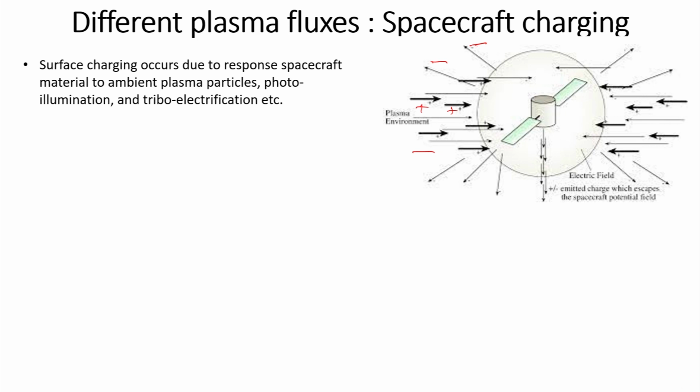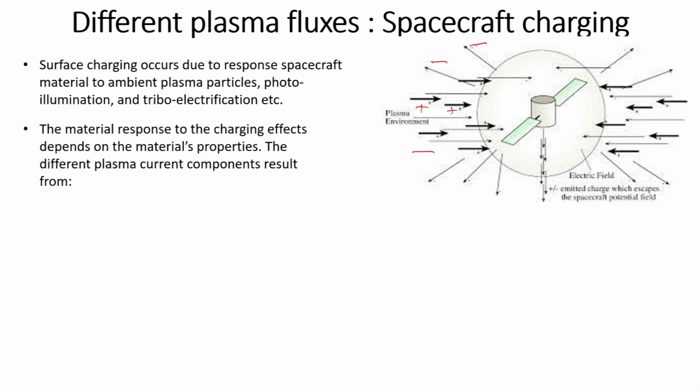These are all the ambient plasma of the spacecraft. The spacecraft itself can create plasma particles, that is called the induced plasma. One is the ambient plasma, and it can even be induced, meaning it is created by the spacecraft itself. Apart from this, there are other types of current which we are going to discuss, and all this depends on how the material or the surface responds to these ambient plasma particles.